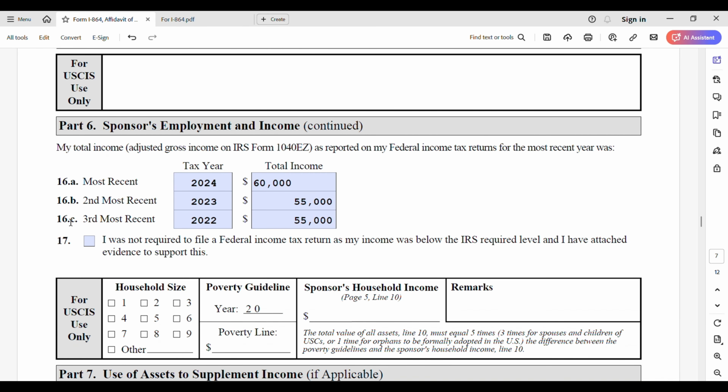Question 17. I was not required to file a federal income tax return as my income was below the IRS required level, and I have attached evidence to support this. If you check this, you must support with evidence why you did not file your taxes. Here, you have to be below the IRS required level.